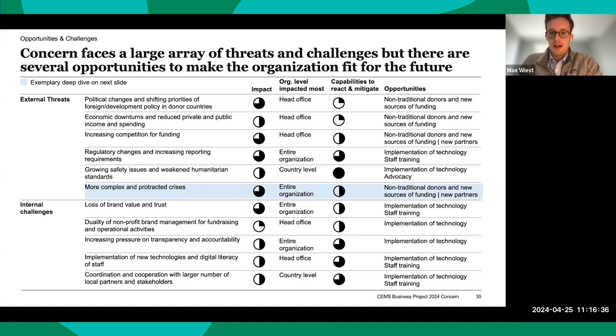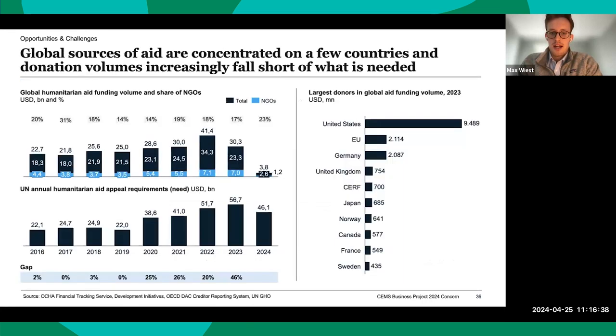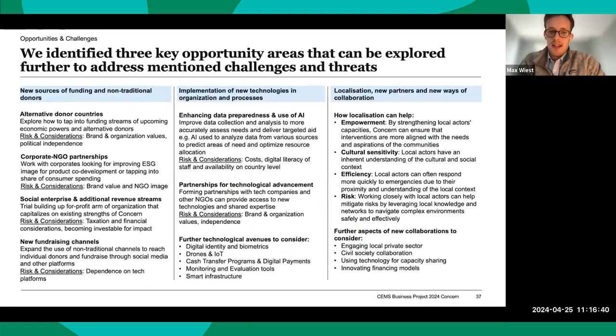And for all these, we have come up with three main pillars of opportunities that Concern could consider in the future. The first one being new sources of funding, as I just said, and non-traditional sources. The second, the implementation of new technologies in the organization. And the third, the localization, actually new partners and new ways of collaboration.